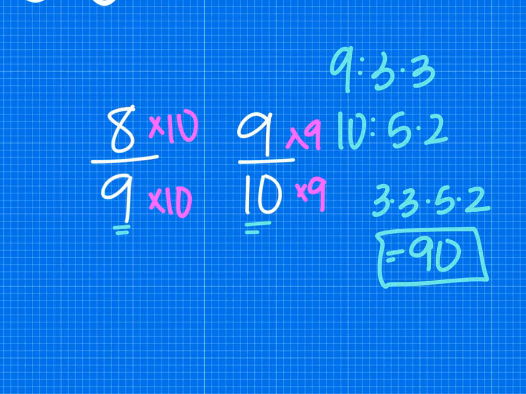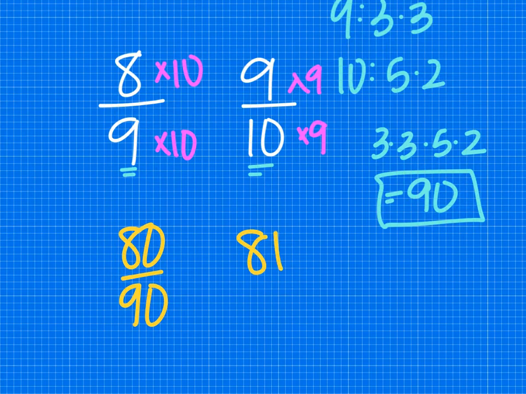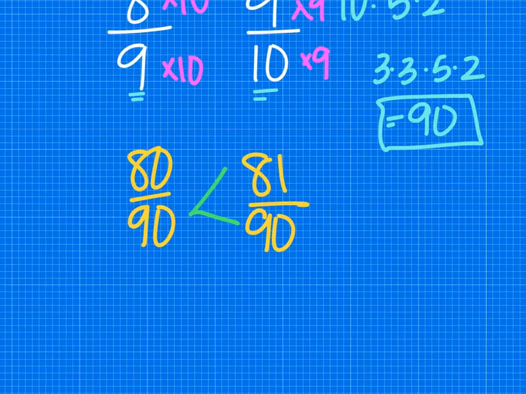So if I look at this, I multiply 8/9 and it becomes 80 over 90, and then 9 times 9 is 81 over 10 times 9 is 90. I now have the same denominator, and I can compare the numerators. Okay, 81 is larger than 80. So that means I need to rewrite this as 8/9 is less than 9/10.